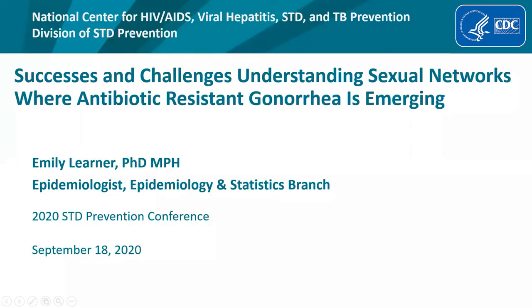She works primarily on the CDC's Strengthening the Response to Resistant Gonorrhea project, which is known as SURGE, and examines data from SURGE to better understand risk factors and spread of antimicrobial resistant gonorrhea. Today, she will discuss strengths and limitations of sexual networks derived from partner services data and will present examples from gonorrhea partner services.